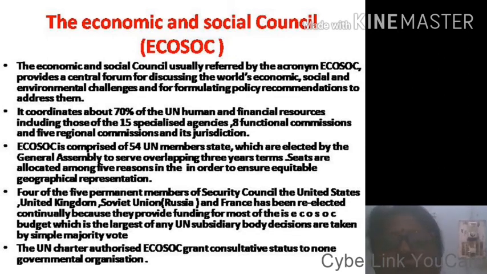4 of the 5 permanent members of the Security Council: the United States, the United Kingdom, the Soviet Union or Russia, and France, have been re-elected continually because they provide most of the funding of the ECOSOC budget, which is the largest of any UN subsidiary body. Decisions are taken by simple majority votes.